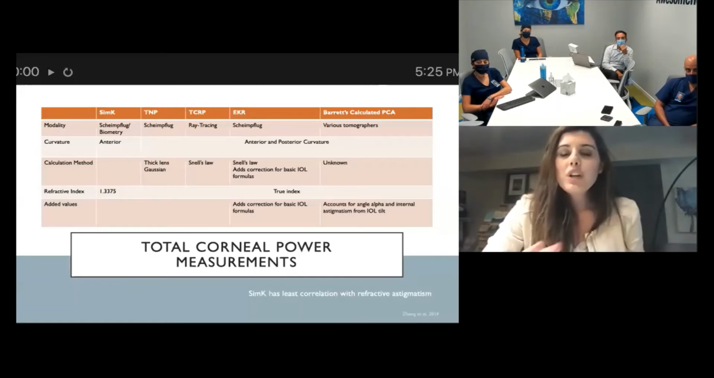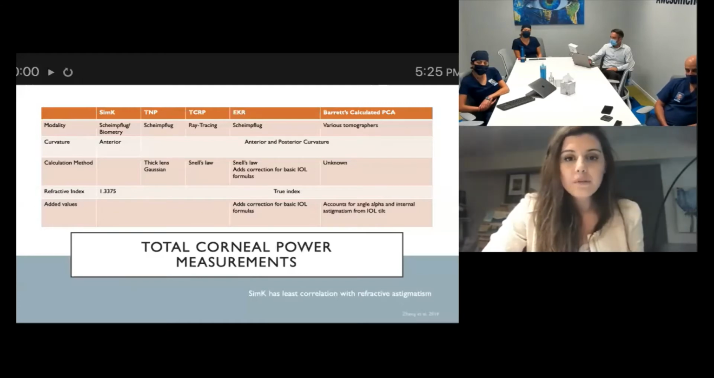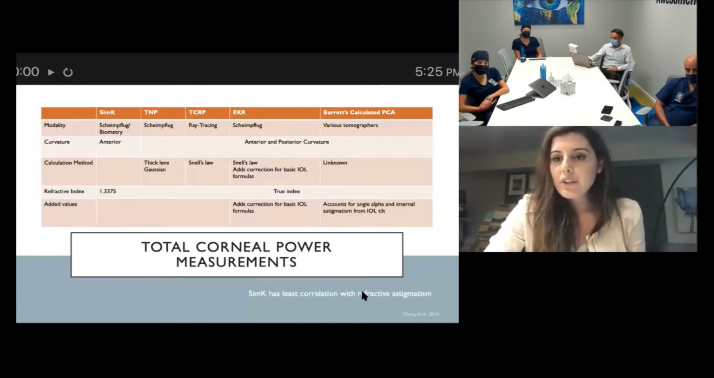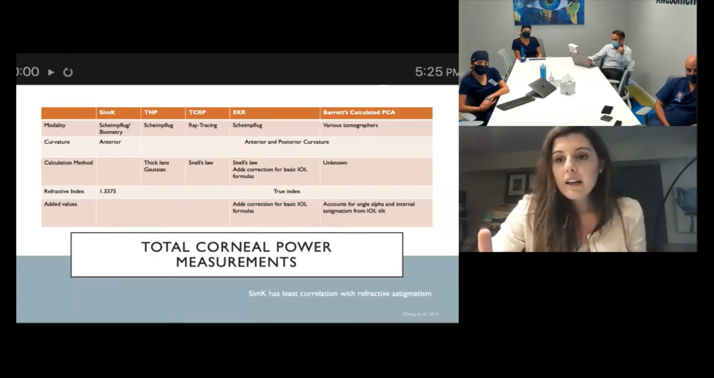So basically, whichever one you use, you're basically taking the information out of a tomographer in some way. And definitely the SimK has shown the least amount of correlation with refractive astigmatism, and that was lastly proven in this study in 2019, which showed that you can go with EKR, you can go with Barrett, you can go with TCP, but when you go with SimK, you're kind of losing a little bit of your accuracy in terms of the residual astigmatism. So now that we know what to do, we know that we need to look at the posterior curvature. We know that we need to look at the total corneal power.